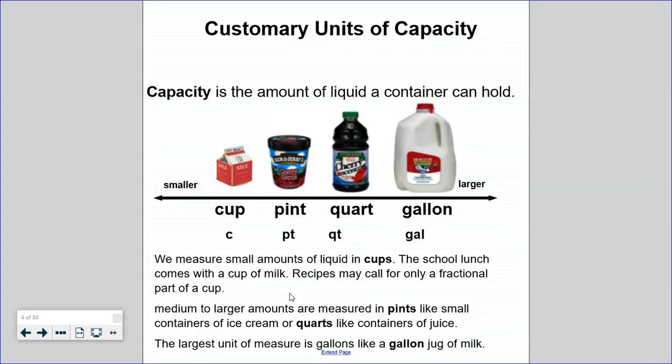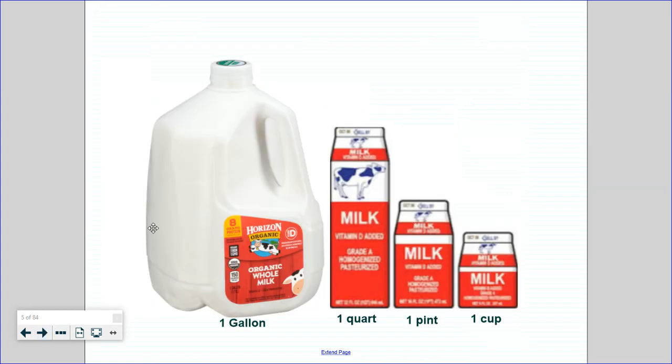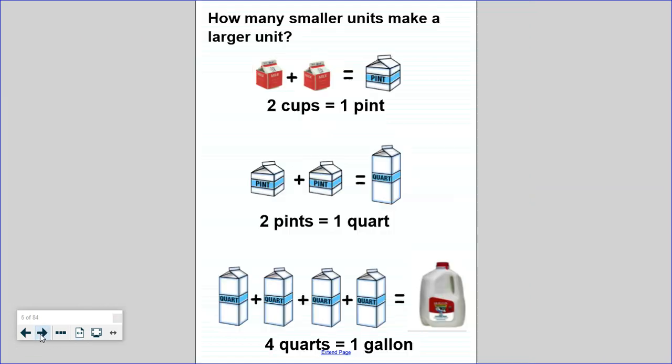So we measure small amounts of liquid using cups. Medium to large amounts are measured in pints or quarts. And then the largest unit of measure is gallons. So if you're measuring something that's big, that holds a lot of liquid, you're probably going to use gallons. Okay, so here's a bigger picture. This is all milk. This would be a cup of milk, a pint of milk, 1 quart of milk, and then 1 gallon of milk. So you can see how those measures or how those units relate to one another.